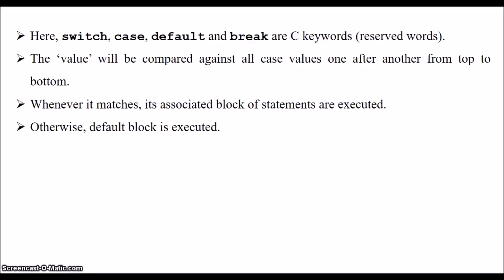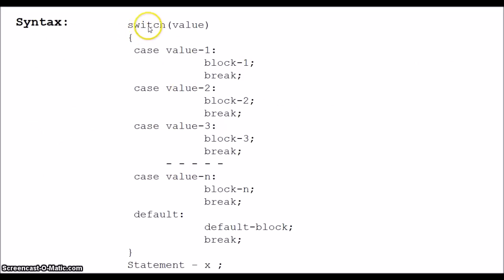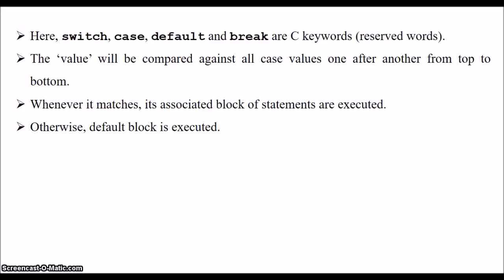So here we have seen switch, case, default, and break. These are C keywords or reserved words. As you can see, we are making use of switch, case, default, and break everywhere. The value will be compared against all case values one after the other from top to bottom. Whenever a match is found, its associated block of statements is executed, otherwise the default block is executed.